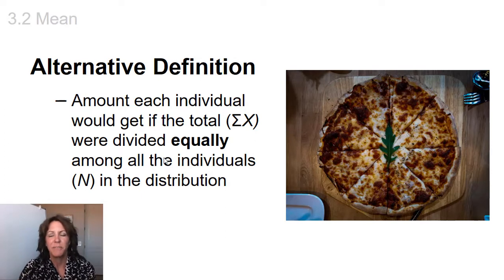So think of it as the amount that each person would get if something were divided up equally. Let's say that we have these 8 slices, and now we have 4 different people in the distribution. So the average that each person would get is 2 slices. 8 divided by 4 is 2. Think about that for a little while. Ponder over it. Maybe go have a pizza.